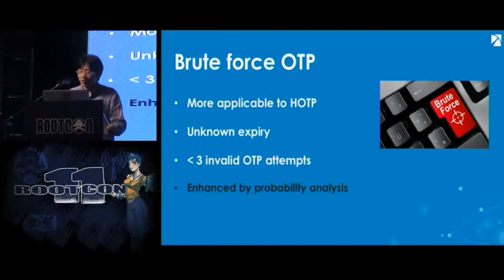Again, this technique is only applicable to HOTP. Watch out for 3 invalid OTP attempts, because after that they will either ban you temporarily or you have to restart the whole login process again. If the application never blacklists your IP, you can continue to slowly brute force the HOTP until you hit the correct PIN. The chances to get the right HOTP can be enhanced by implementing the probability analysis. In other words, you can just brute force the most probable 6-digit codes.